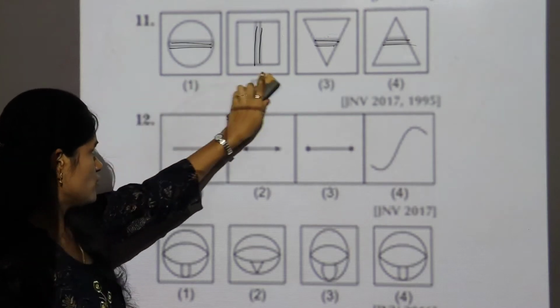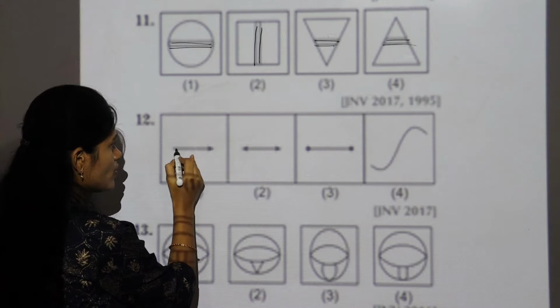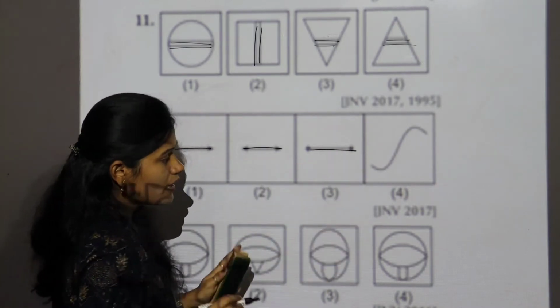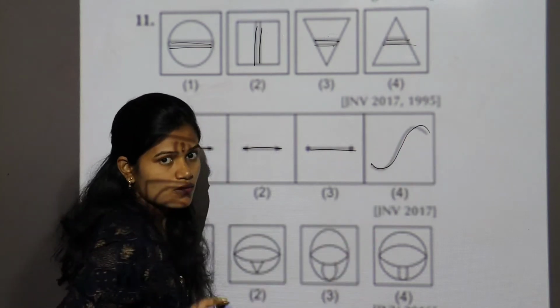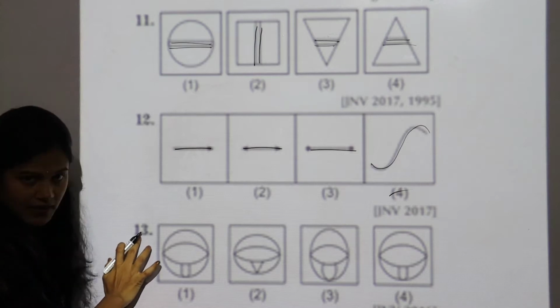Let's take 12th question. First you observe all the figures carefully. First box has a straight line, second straight line, third straight line. Only the fourth has a curved line. So which is different from others. So the answer is 4.